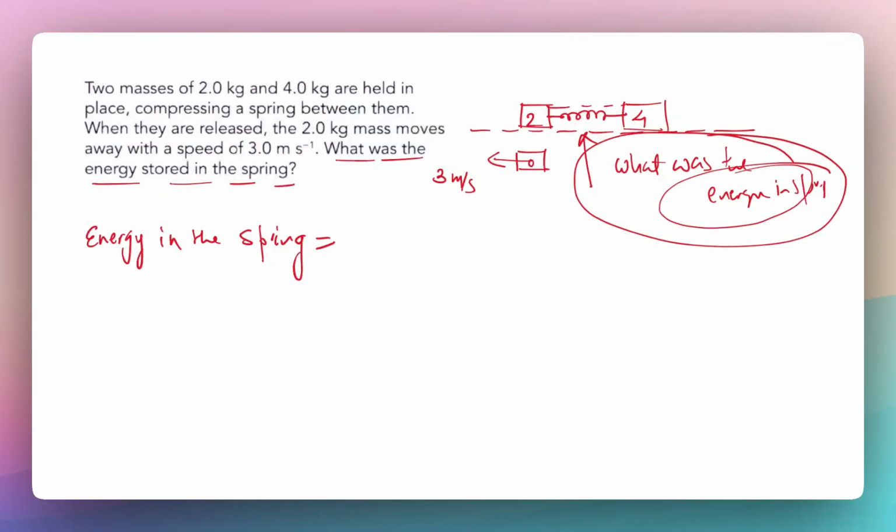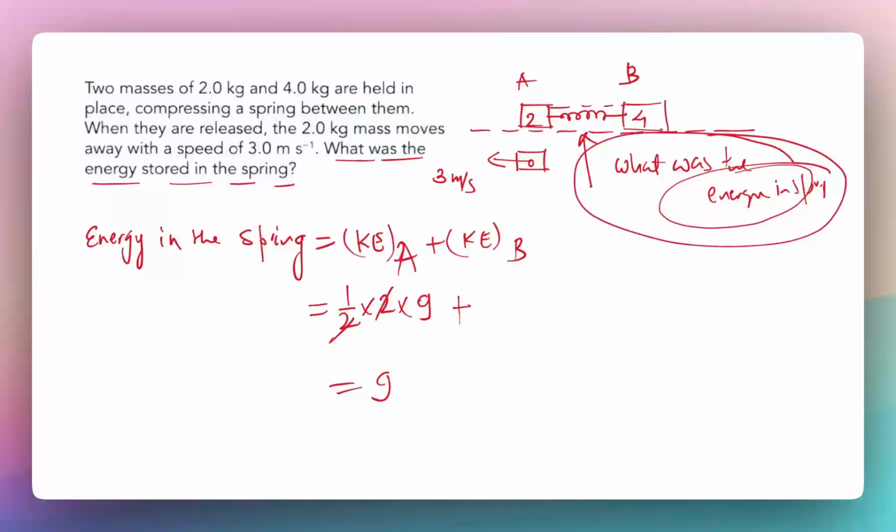So we can say the energy in the spring will be equal to the kinetic energy of the 2 kg block. We can just call these A and B, right? Kinetic energy of block A plus kinetic energy of block B, because there is no friction or anything to take away the energy, so this energy remains conserved, right? Clearly the kinetic energy of A is given, so I'm going to write that down: half into mass 2 into 3 into 3, right? So that's 9. So this is the kinetic energy of A, which is going to be 9 joules.